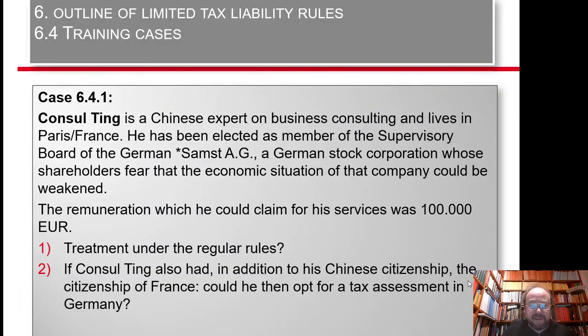Now let's do some cases in order to train a bit your knowledge of how to deal with such things. Here is the first one. Consul Ting is a Chinese expert on business consulting and lives in Paris, in France. He has been elected as member of the supervisory board of the German Samst AG, a German stock corporation whose shareholders fear that the economic situation of that company could be weakened over time. So the remuneration which he could claim for his services was 100,000 euro. And the question is, how is that treated under the regular rules of German tax law? And a second question follows later. So let's have a look what we can do about that.